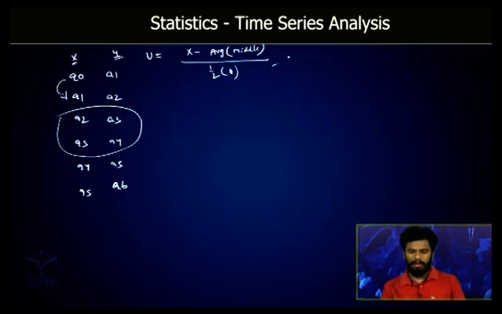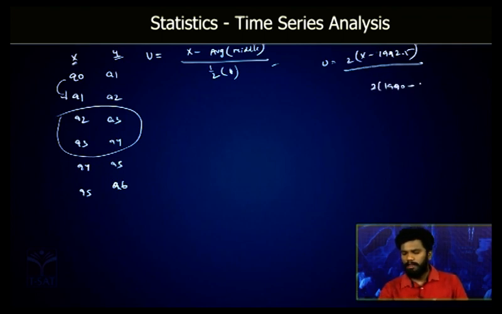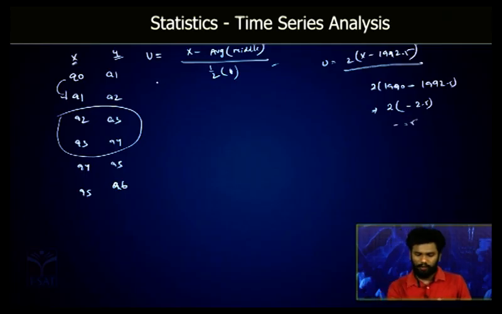Now substitute all the values in u. Put 1990. So first, what is the average of the middle two values, 1992 and 1993? It will become x minus 1992.5 divided by half into 1, so u value will be 2 into x minus 1992.5. Substituting 1990: 2 into 1990 minus 1992.5, it will become 2 into minus 2.5, it will become minus 5. So u value will become minus 5 here. Same way we have to calculate for all the values of u.